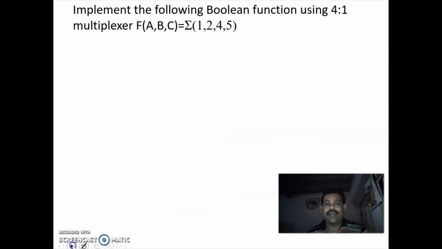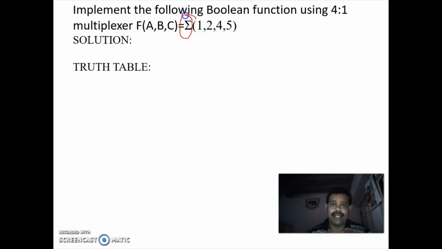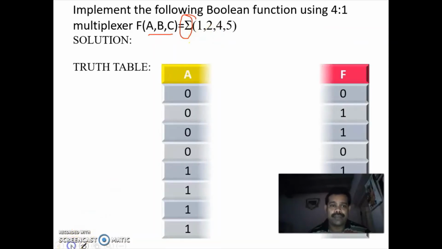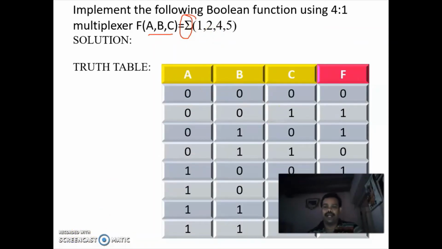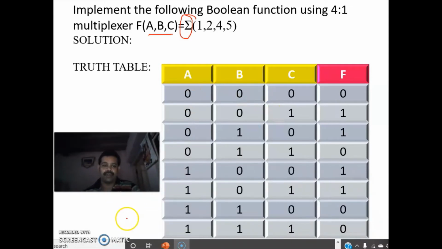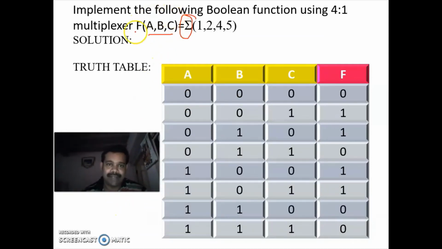Next, we are going for a problem. Implement the following function using 4 is to 1 multiplexer. The given function is in SOP and it is having three variables and the minterms are 1, 2, 4 and 5. First, you have to draw a truth table. Since we are having three variables, the inputs are A, B and C. The output is F. Finally your truth table will be having four columns, that is three inputs and one output.